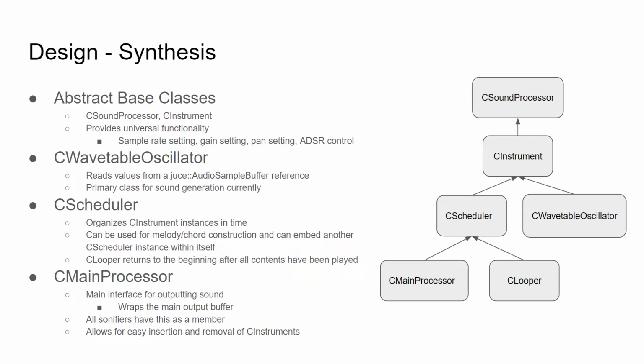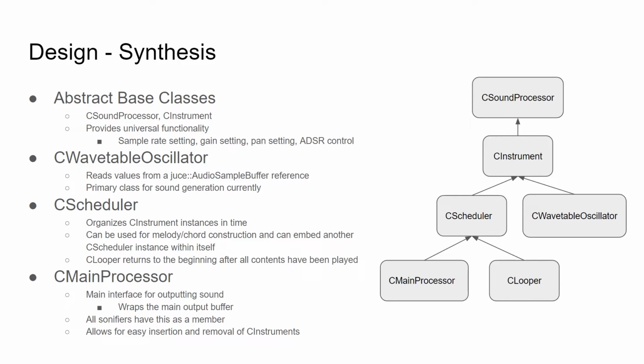And let's move over to CScheduler. This allows you to organize CInstrument instances in time. You can use this for melody construction, chord construction, if you just want an instrument to occur at a later time. This is extensively used in our sonifiers, especially the story sonifier. And CLooper is the same as a scheduler, just when it reaches the end of its contents, it returns to the beginning, like you would expect a looper to do.